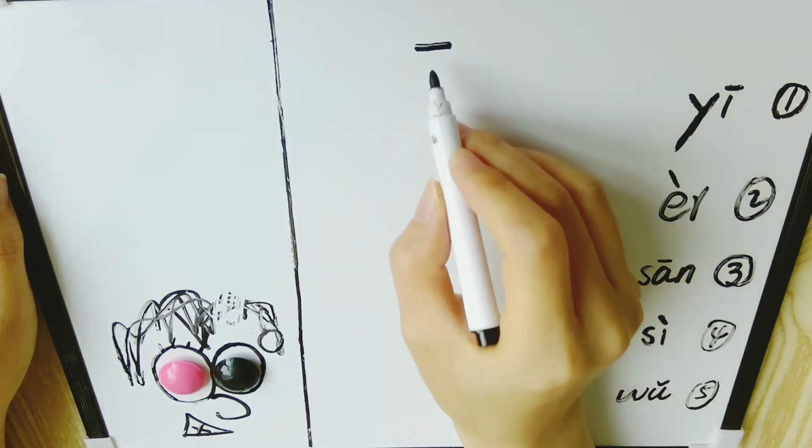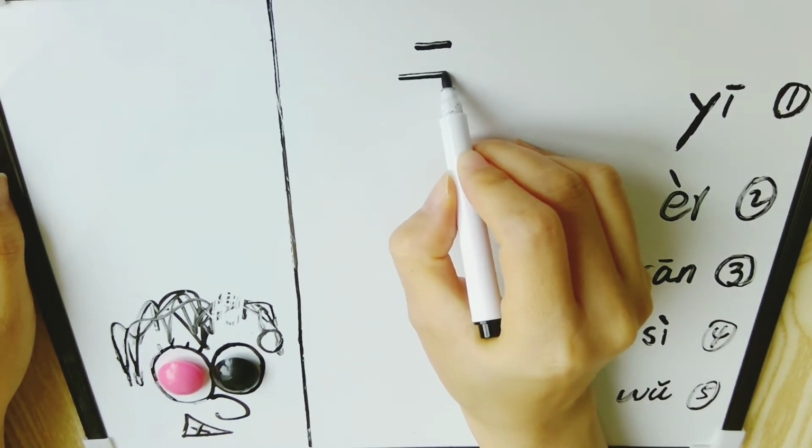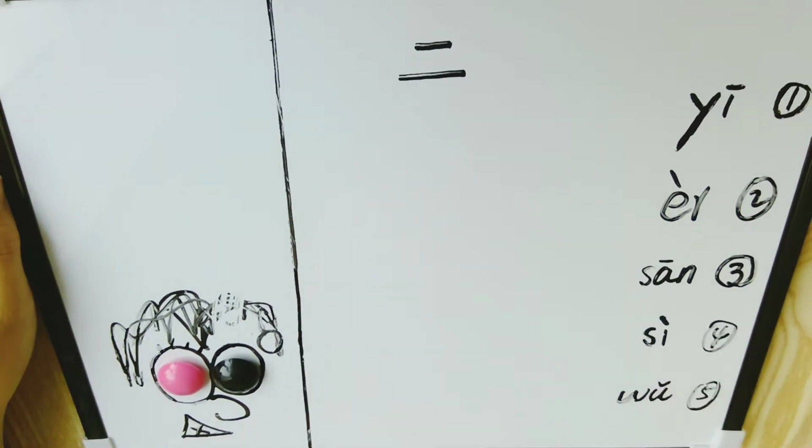So we just add one more line on top of the first one. The second line is longer than the first one, as you can see. There you go, that's number 2.